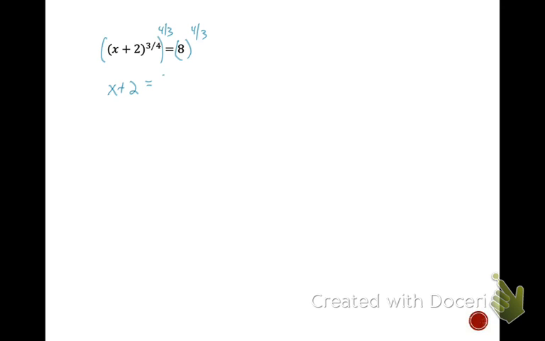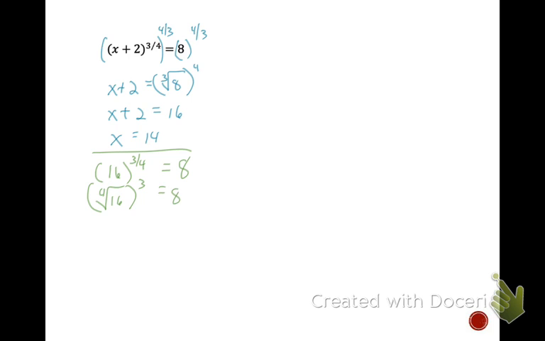So x plus 2 equals the third root of 8 raised to the 4th power. The third root of 8 is 2, to the 4th power is 16. Subtracting 2 from both sides, our potential solution is x equals 14. If we plug that in, we get 16 to the 3/4 equals positive 8, and that's true, because the 4th root of 16 is 2, and 2 to the 3rd power is 8.